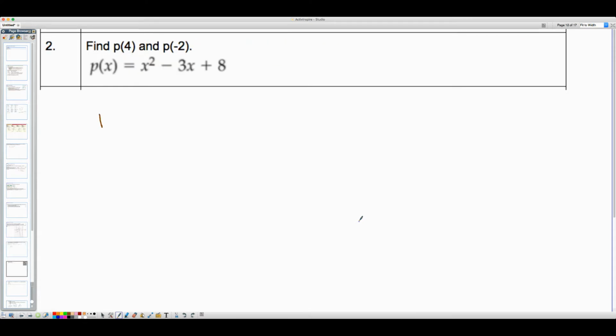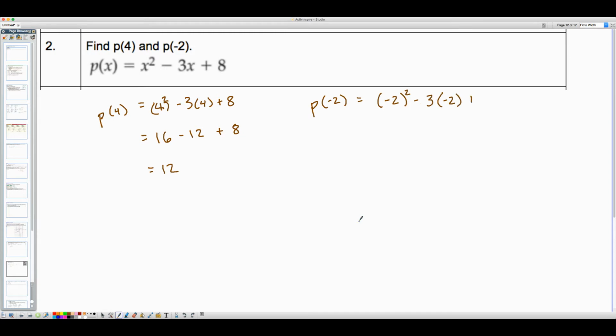From the leading coefficient and the degree, I immediately know something about what the graph would look like. Here, p is 4, so when we substitute 4 in for the values, we get 4 squared minus 3 times 4 plus 8, which is equal to 12. If I plug in a -2, we do the same thing, and I'm putting in parentheses what I'm plugging into this equation. I'm working it out really quickly, and I end up with 18.